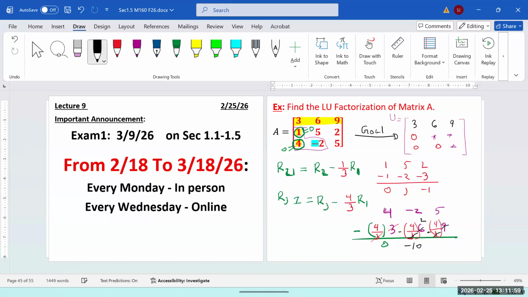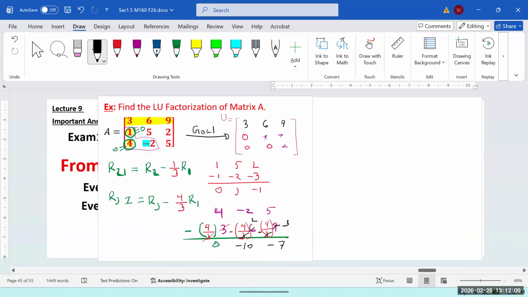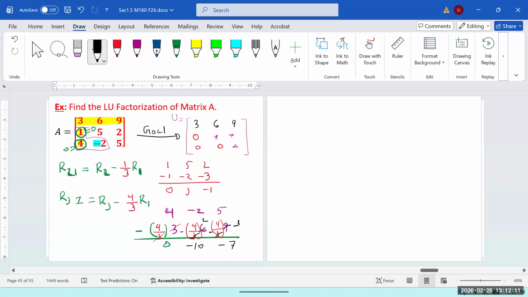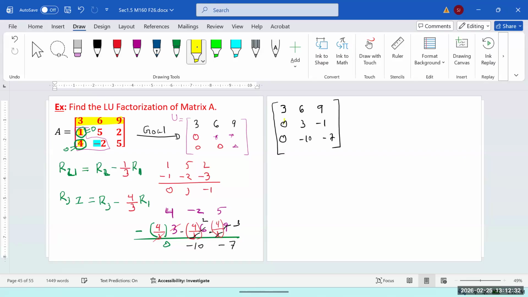Here we have 3 goes to 9 3 times. So we have 12. 5 minus 12 gives us -7. So we have the same first row, 3, 6, 9. And our new second row is 0, 3, -1. New third row is 0, -10, -7. So we are happy we have zeros here.